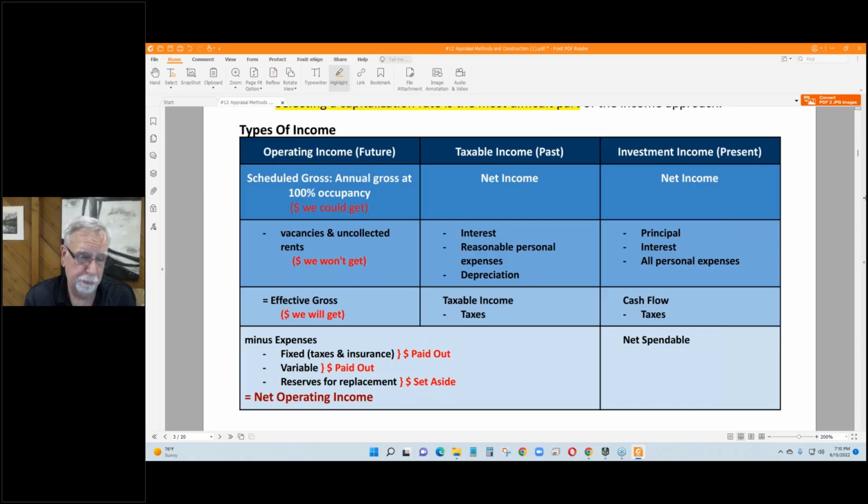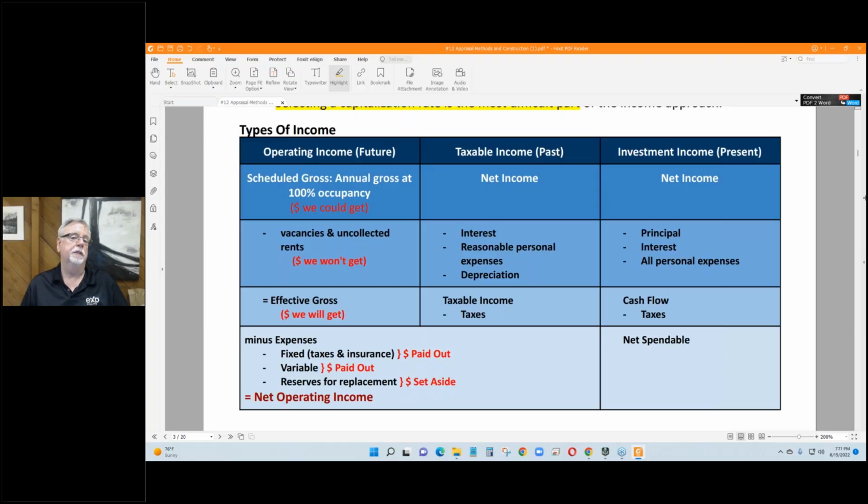Now, if we went through the books of the apartment building, we're not going to find check stubs for that, because the reserves are not dollars that have been paid out. Those are simply dollars that have been set aside. And what we have when we're done with all this is net operating income, and that is the income that is divided by the rate in order to determine the value.